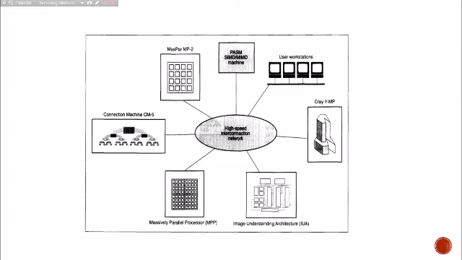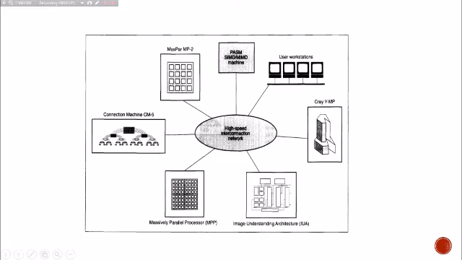Now here, as you can see in the diagram, a high-speed interconnection network is shown, which connects all the processors: the massively parallel processor, then the image understanding architecture, then Cray, which is a very well known supercomputer. Then some user workstations are also there, which will be small personal computers. Then the connection machine is also there, and also this PASM, SIMD, MIMD machine.